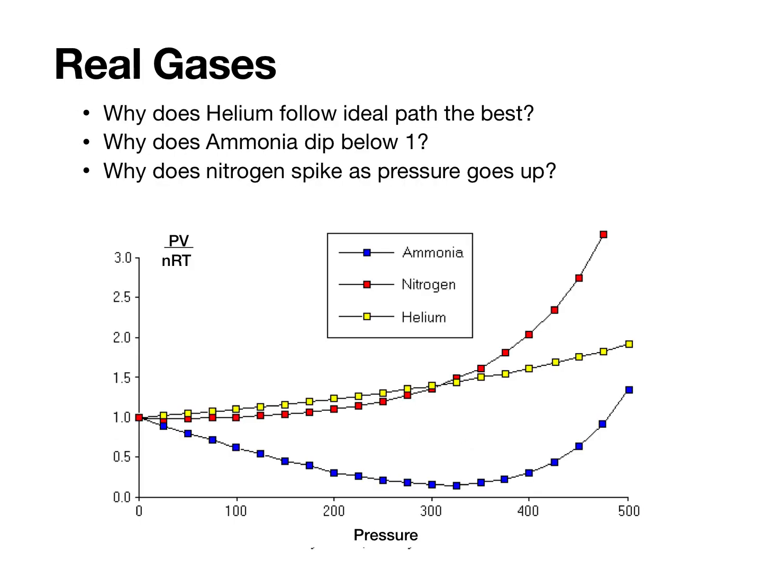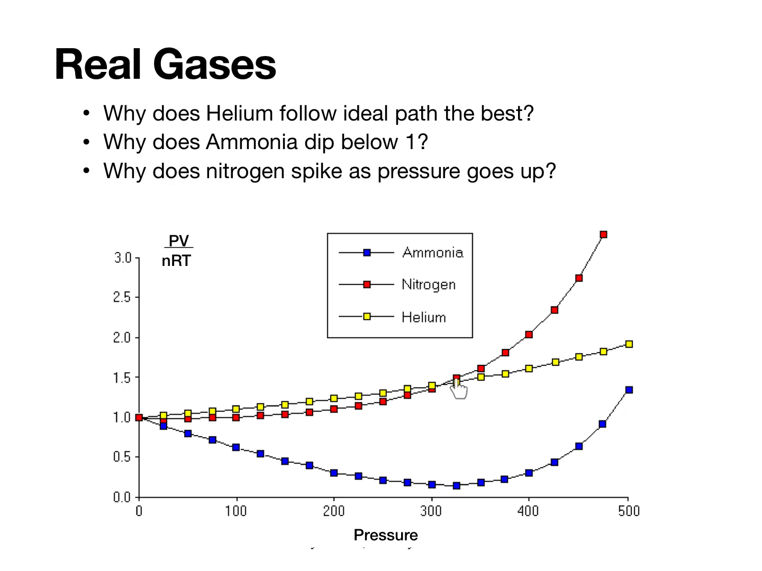So let's apply what we just learned to a couple of real gases. First one, why does helium follow the ideal path the best? Remember, the ideal path is a perfectly horizontal line. As the pressure increases, helium shows very little change compared to the ideal gas.